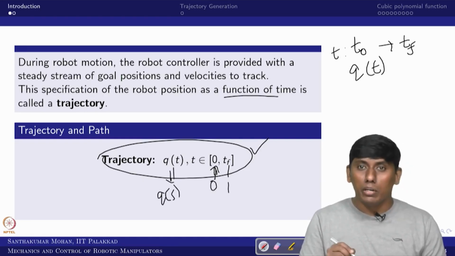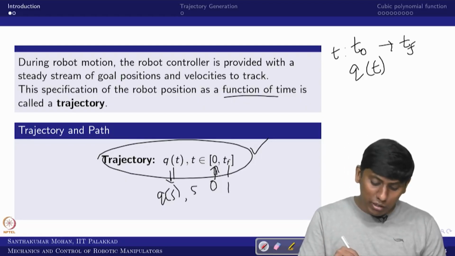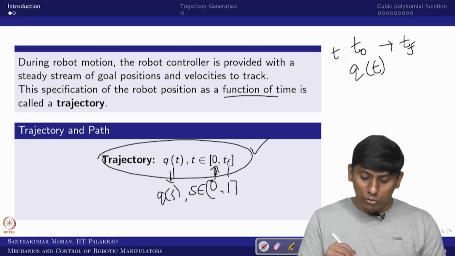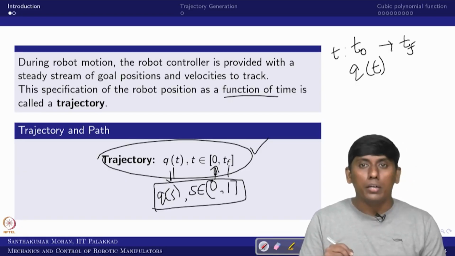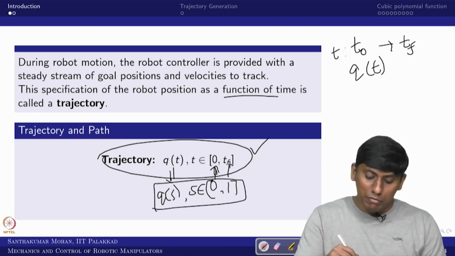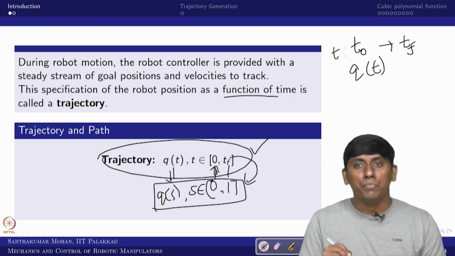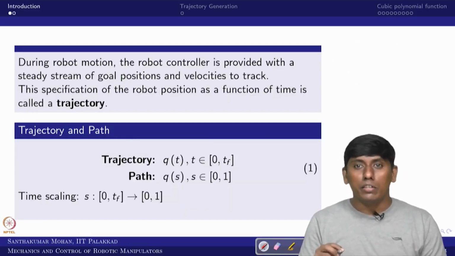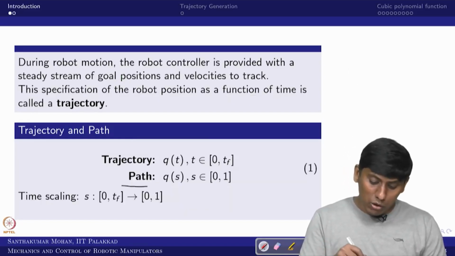So where there is only a subset of S, that S actually varies, you can say 0 to 1. If I make this, you see that the time dependency is gone, and you need not bother; it can easily be scaled up to any given time range. So this is what we call a path. It need not be a function of time. So that is what we are calling a path.